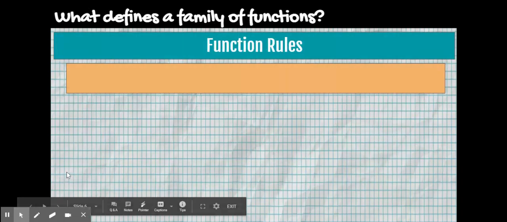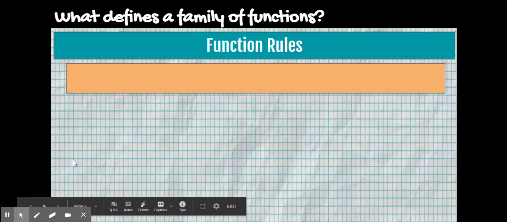Now that's a quick review of what we did in the last lesson, and you have notes on that, but I just wanted you to hear it one more time before going into today's lesson, which is what are function rules? And there's a couple families of functions, and we're going to look at those.